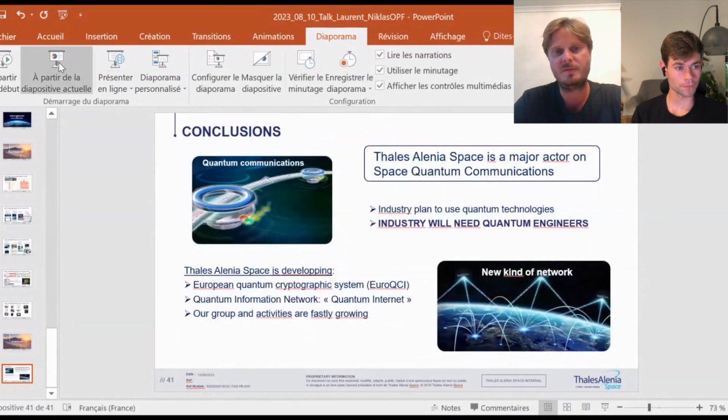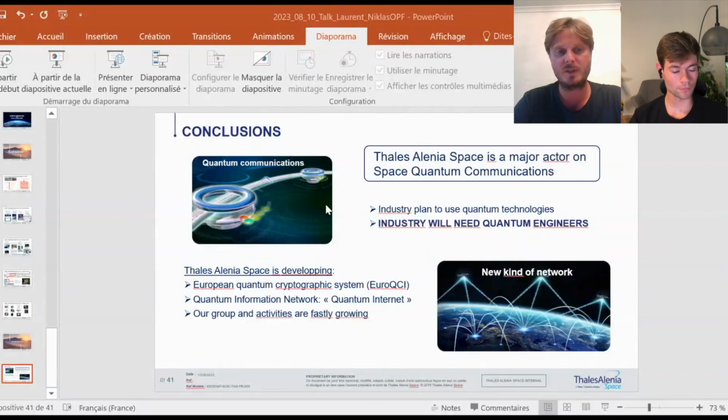Finally, the conclusion here is that Thales Alenia Space is a major actor on this topic, and in fact, industry plans to use quantum technology, as I said. The main message here is that industry will need quantum engineers, and so the young people who are finishing their studies. This is good news for them if they are interested in this topic, because I think many companies will hire engineers with such skills.